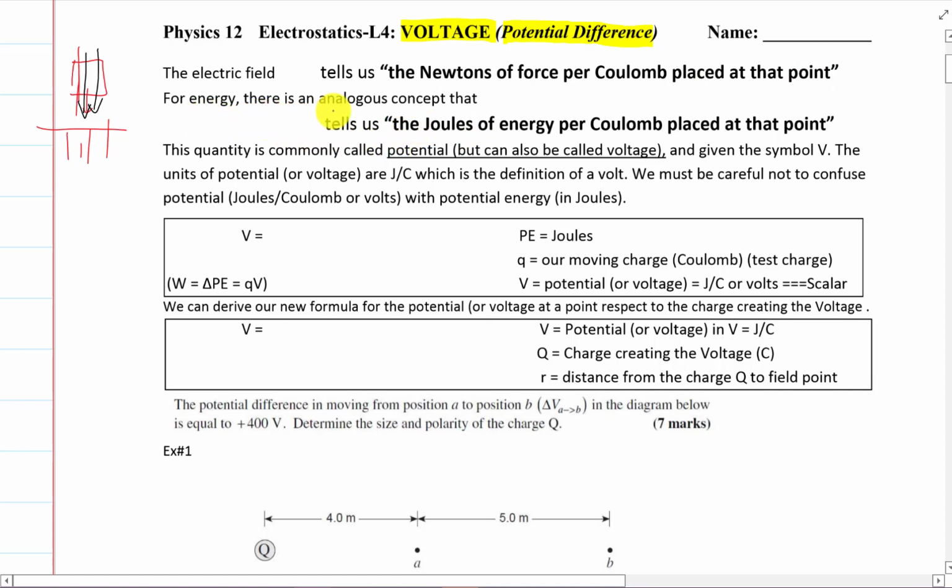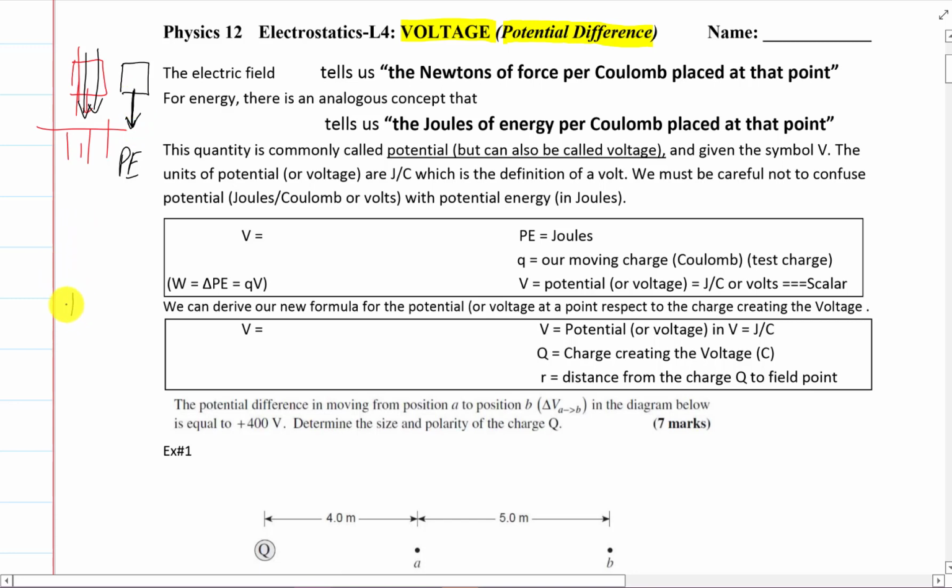Now for energy, there's an analogous concept that tells us the joules of energy per coulomb placed at that point. We talked about that in lesson 3. If we have a mass here, it will have potential energy. If it was gravity, this would be the mgh, or the negative kgmm over r. But this location is a location, and if I have no mass in there, it still has the potential to have potential energy.